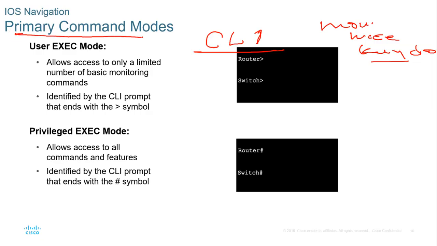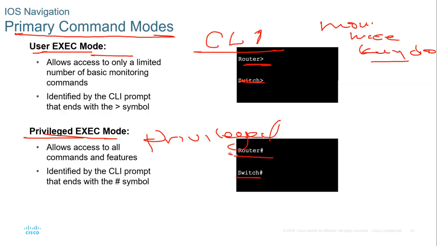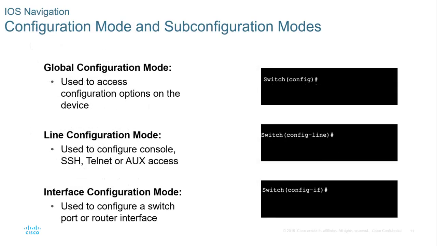We have what you call primary command modes, where we expect user access mode and privilege mode. User access mode looks like this. This is a router, this is a switch. But this is the privilege mode, with a hash symbol. It's a must if you're to interact with the iOS of the switch or the router. We have to go through these two modes. That's the reason why they're called primary modes.